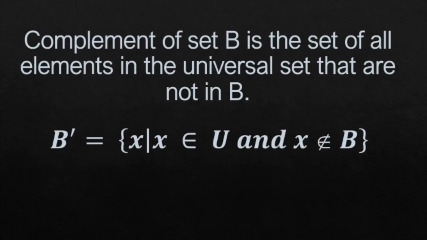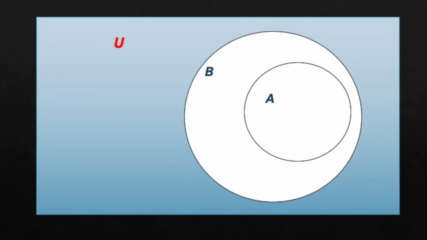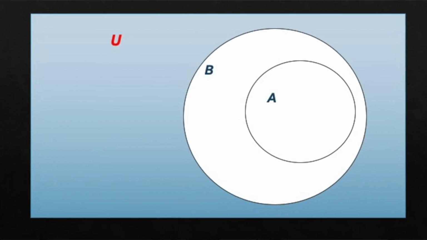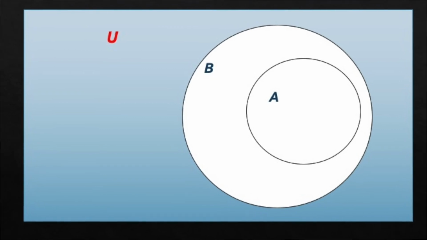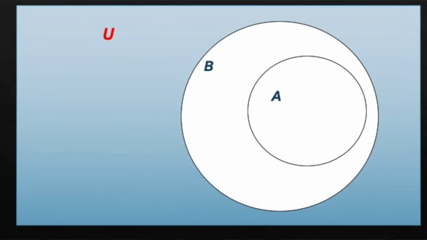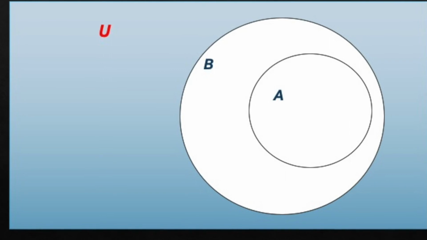The complement of set B is the set of all elements in the universal set that are not in B. Using set builder notation, the complement of B can be expressed as B' is the set of all x such that x is an element of U and x is not an element of B. Notice that the Venn diagram also shows that all elements of set A are in set B. This shows that set A is a subset of set B.